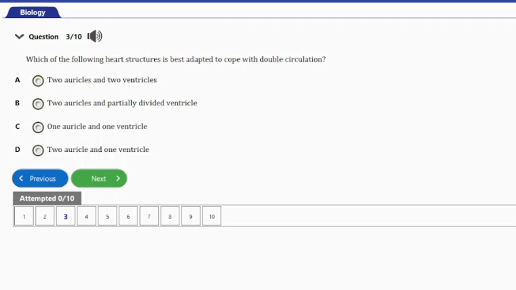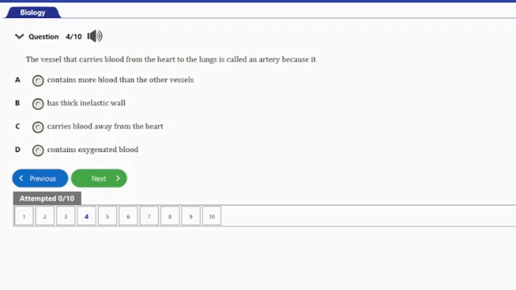Let's consider the next question, question number 4. It says, the vessel that carries blood from the heart to the lungs is called an artery because it A. contains more blood than other vessels, B. has thick inelastic wall, C. carries blood away from the heart, D. contains oxygenated blood. The answer is option C. It carries blood away from the heart. Arteries are blood vessels that carry blood away from the heart.